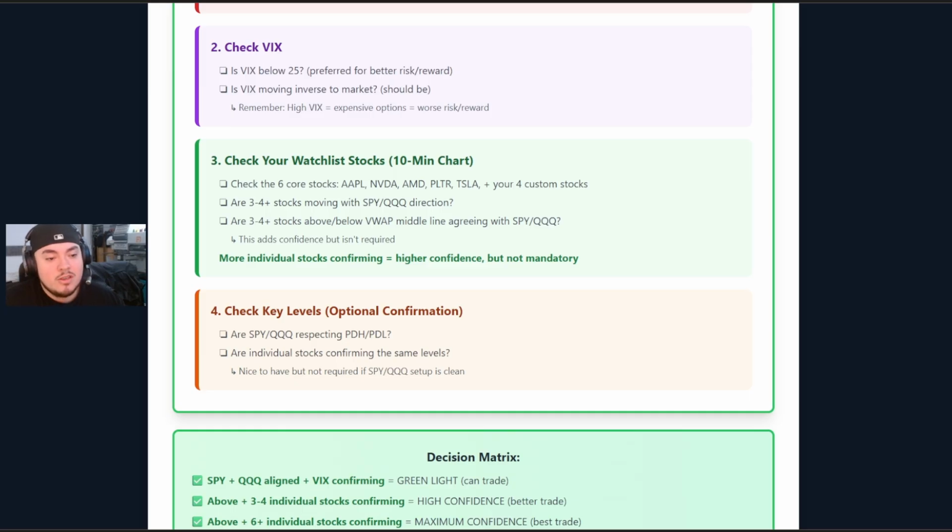So, step 4, check key levels, optional confirmation. Is SPY respecting the previous day low, or are the individual stocks confirming the same levels? Nice to have but not required if the SPY and QQQ setup is clean, right? If SPY and QQQ setup is clean.